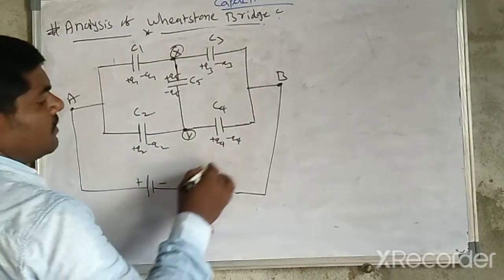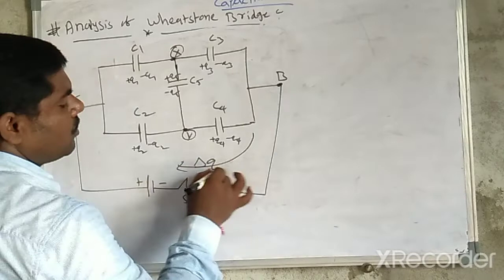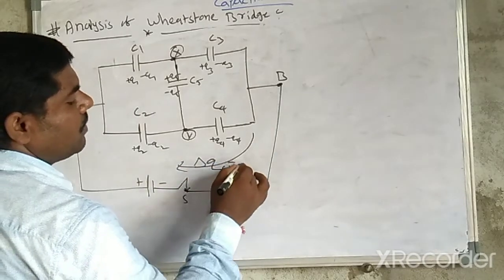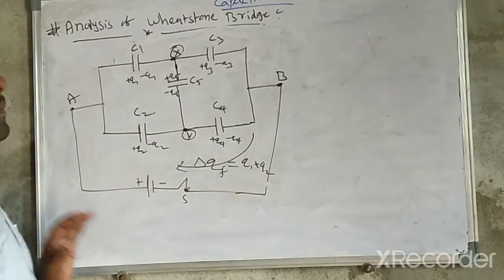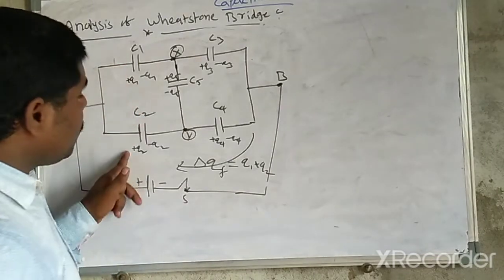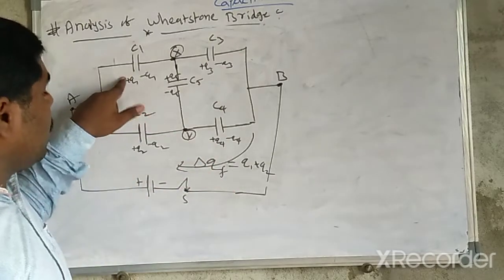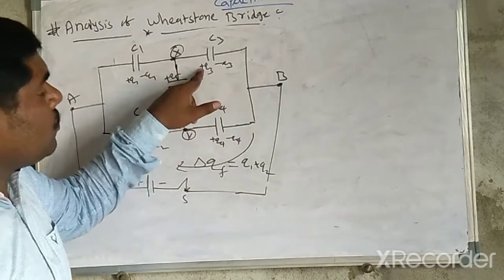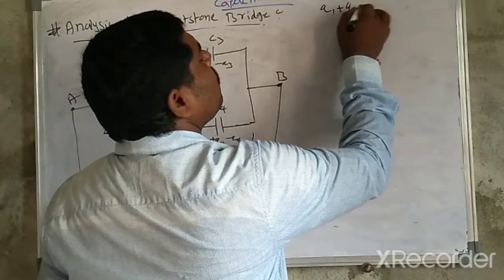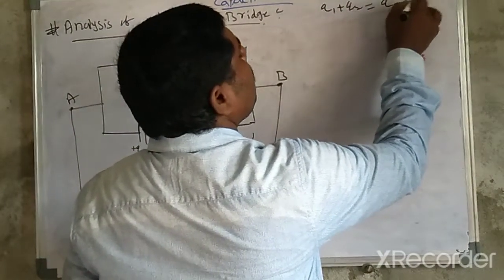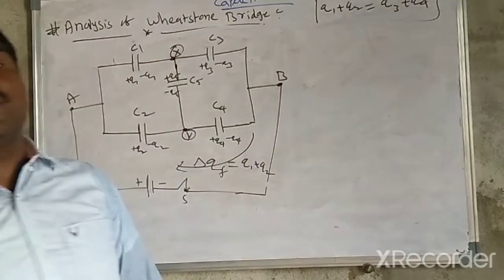When I am connecting like that, the charge flows right to left, so the final charge Q should be equal to Q1 plus Q2. It means the magnitude of Q1 plus Q2 should be equal to Q3 plus Q4. So Q1 plus Q2 is equal to Q3 plus Q4. This one is also very important while doing numericals.